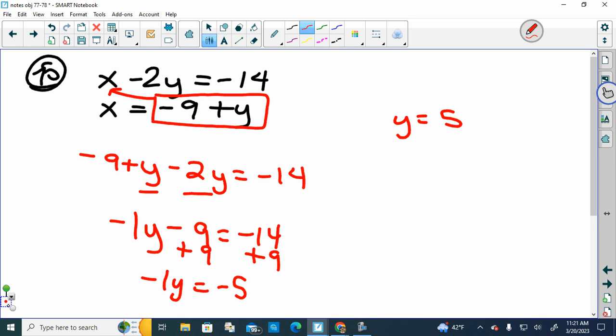Okay, again, you choose which one is the easiest to plug into. If you plugged into that top one, you'd go negative 2 times 5, but then you have to get the x by itself, so you'd move it over to the other side. Personally, I think this one would be easier, okay? So if I put the 5 there, negative 9 plus 5 makes what? Negative 4. So your x is negative 4.